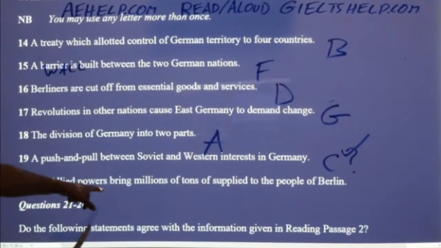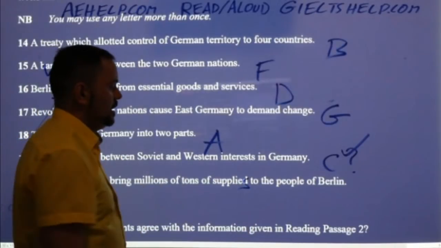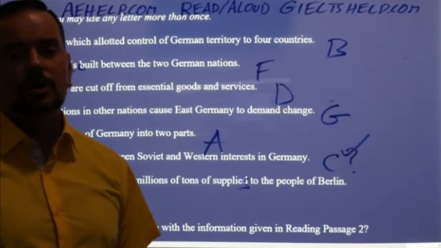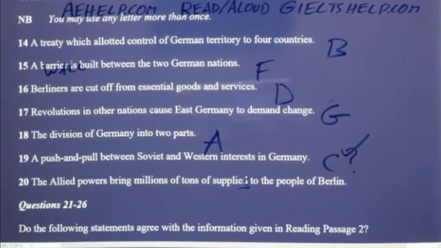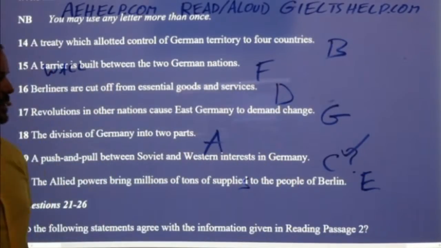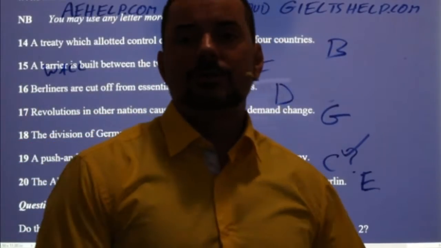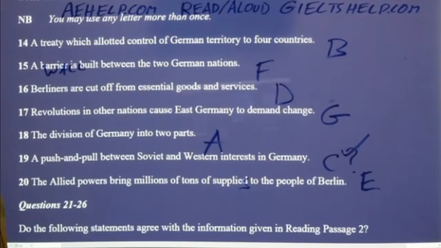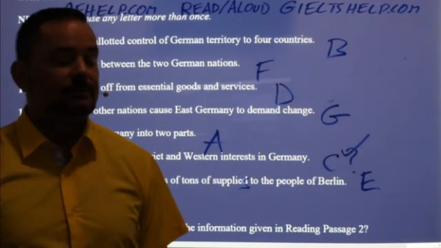Okay, the Allied powers bring millions of tons of supplies to the people of Berlin. That was the airlift. Hopefully you visualize that. That was in response to the blockade. And you are absolutely right, that is E. So the Americans say, hey, you don't want to let food through to the German people? We'll just airdrop them in. Airdrop in all of the food. And that's what they did. And then came the Berlin Wall. So after that came the Berlin Wall.